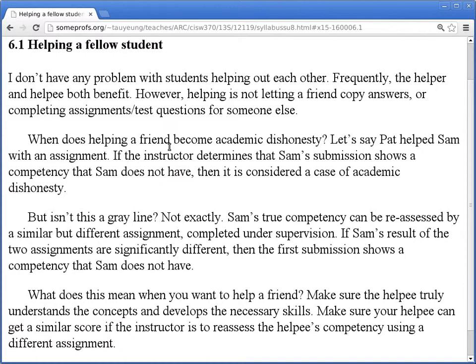Can anyone comment on this? Well, first of all, is it a fine line or is it a really clear line to begin with? I think it's pretty clear. Either someone gives you the answers or they help you understand and you understand it on your own.